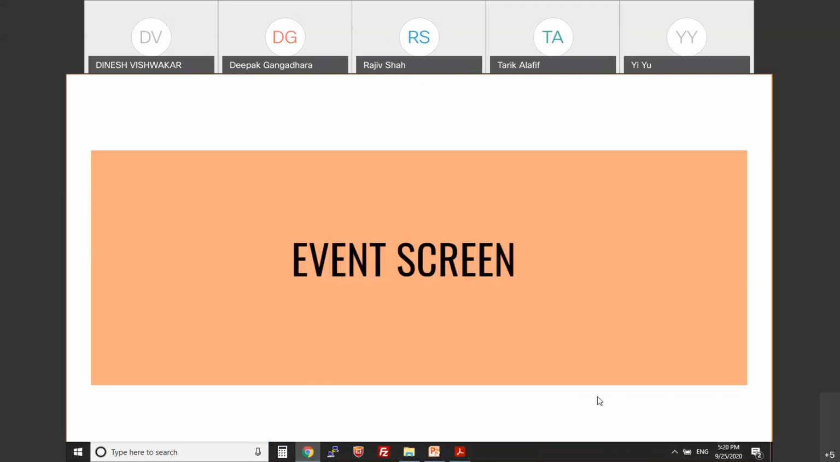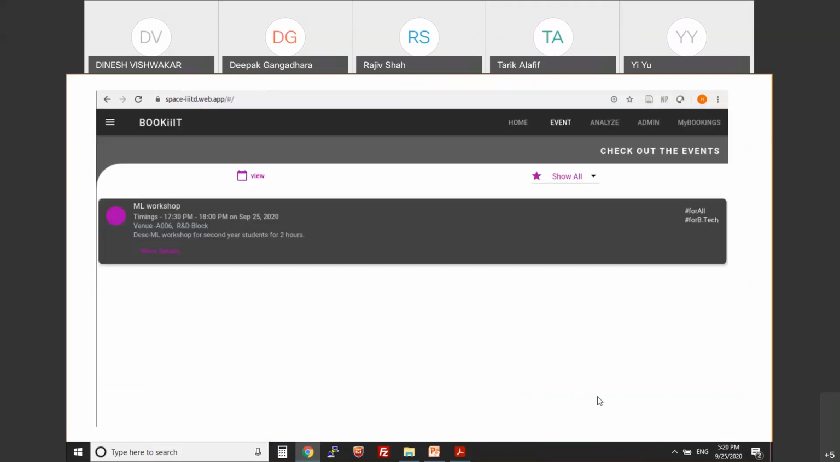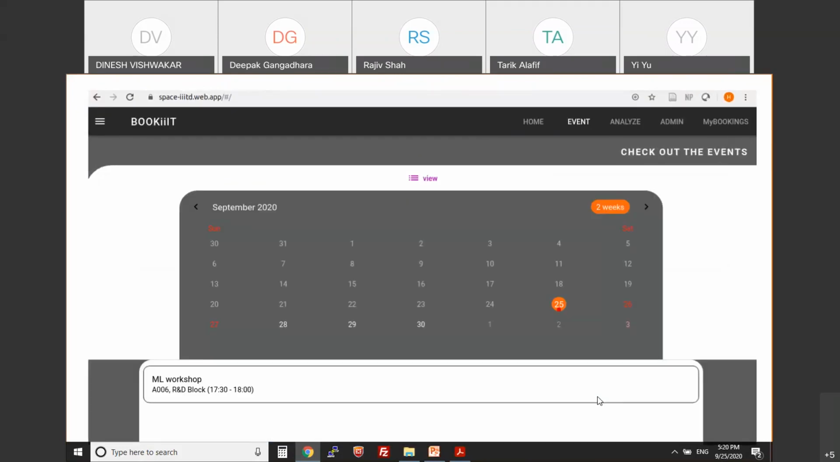Next slide, sir. So there's an event screen, as I was telling, that you can make a booking an event. On this event screen, anyone using this app can see the events that are posted here. You get all the details in a quick view here, and if you want to know more about it, you can just click view more. Here's the calendar view I was talking about. You can search date by date and you will get all the details.